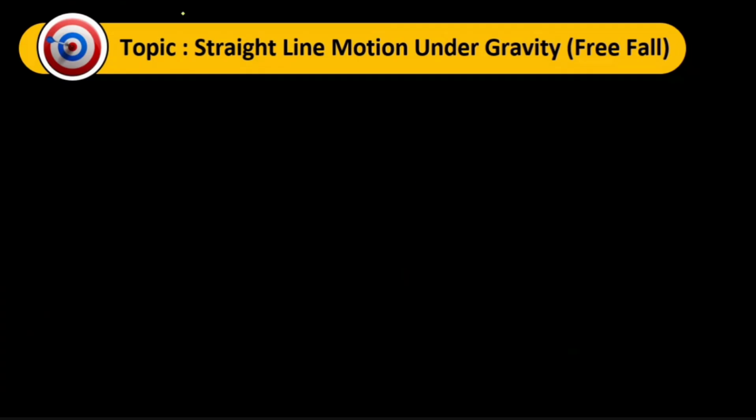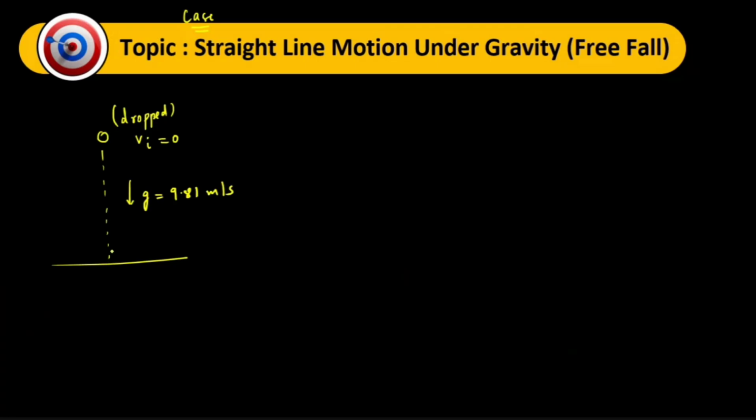Now this is another case to understand motion. Suppose the motion is taking place along the y-axis. There is an object which is being dropped. Whenever we drop something, its initial velocity is always going to be zero. And because of gravity, which is 9.81 meters per second squared, this ball comes to the ground. During that motion, it must have covered some height. That is going to be the displacement in this case.